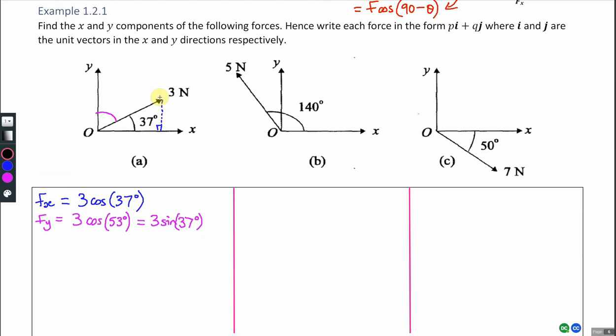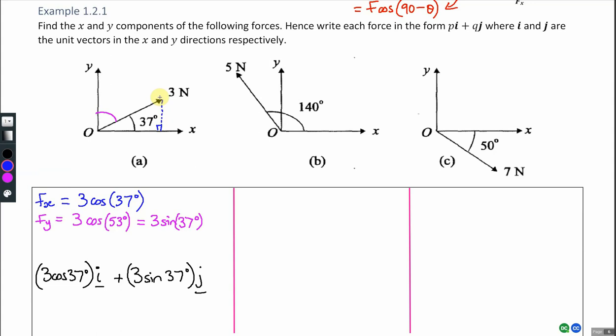Now hence write this in the form pi plus qj, where i and j are unit vectors in the x and y directions respectively. So in this case the force is 3 cos 37 degrees i plus, I can go with either of the versions here. I'm going to go with sine. So there we go, that's the force represented in vector notation. So have a go at the next two now. Pause the video if you feel that you can. Otherwise, just listen to my explanation of doing these.